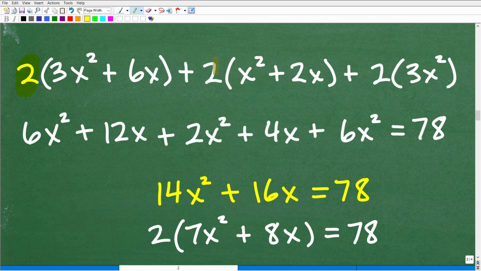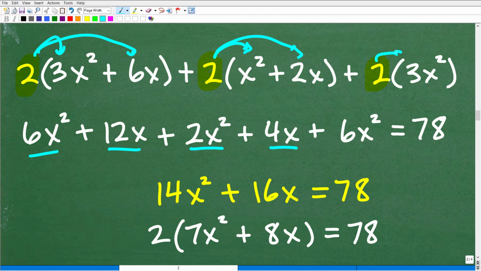All right, so we have all these respective sides. So let's go and distribute these twos into these various expressions. So 2 times 3x squared gives us 6x squared. 2 times 6x gives us 12x. And then 2 times x squared gives us 2x squared, 2 times 2x gives us 4x. Got to be very careful here. And then 2 times 3x squared gives us 6x squared. And that's all equal to 78.